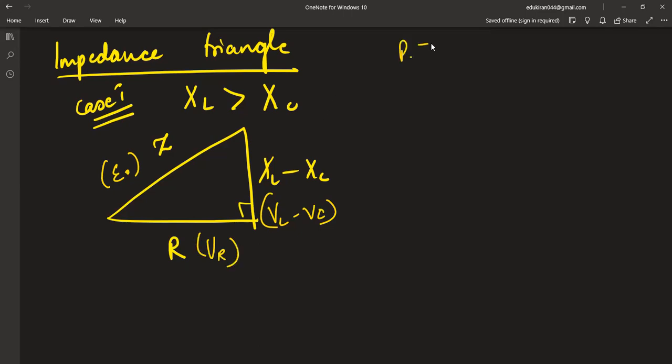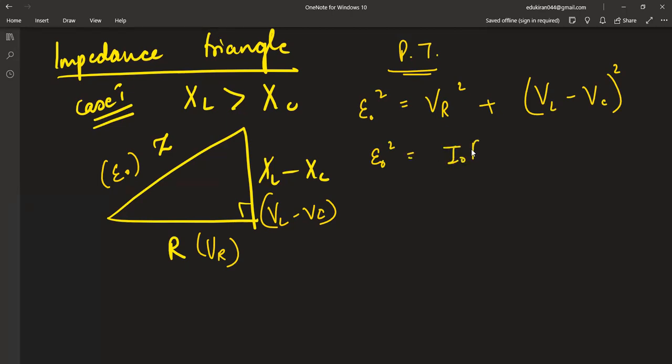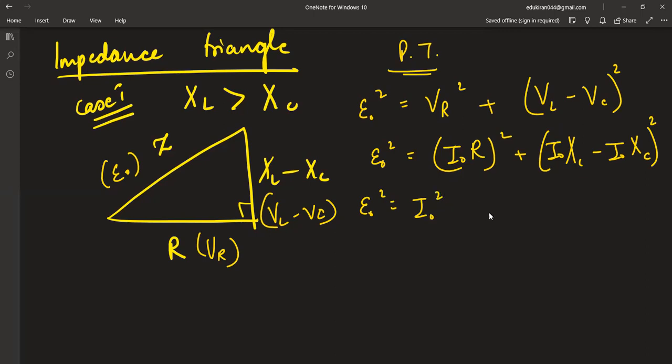Now see, if you apply Pythagoras theorem, E naught square is equal to VR square plus VL minus VC whole square. Now E naught square is equal to I naught R whole square plus I naught XL minus I naught XC whole square, right? I've just substituted the values using Ohm's law. So if I take I naught square common from all of this, I'll be left with R square from here plus XL minus XC square from here.